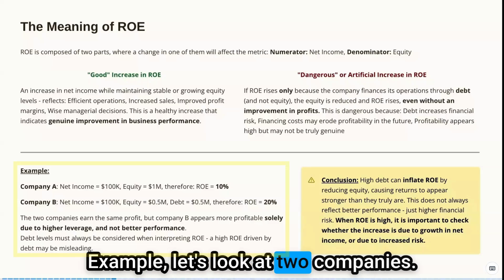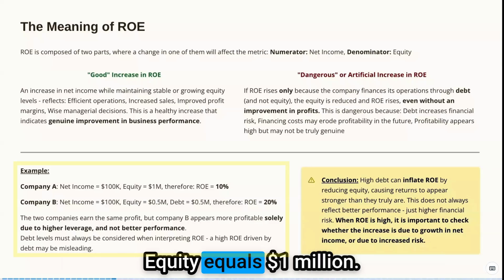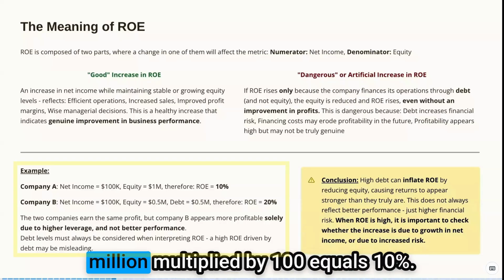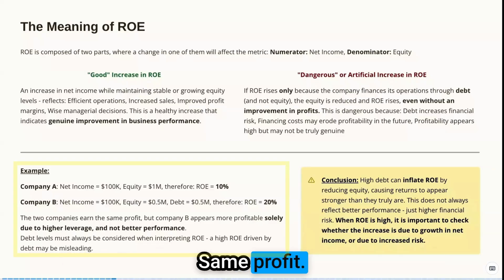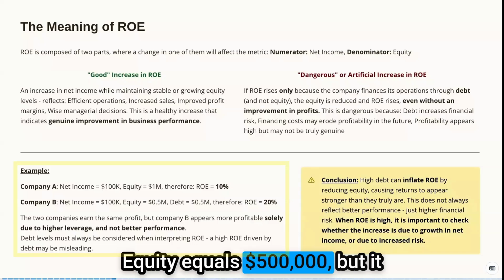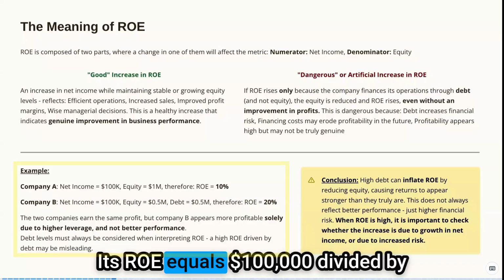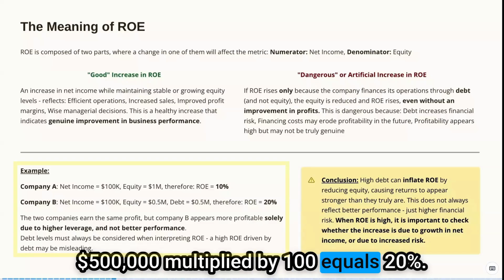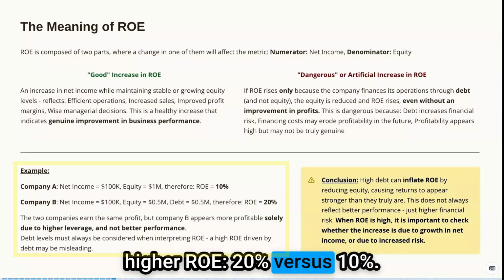Example, let's look at two companies. Company A: net income equals $100,000, equity equals $1 million. Its ROE equals $100,000 divided by $1 million multiplied by 100 equals 10%. Company B: net income equals $100,000, same profit, equity equals $500,000, but it also has debt equal to $500,000. Its ROE equals $100,000 divided by $500,000 multiplied by 100 equals 20%.